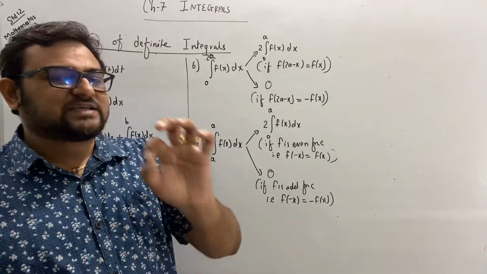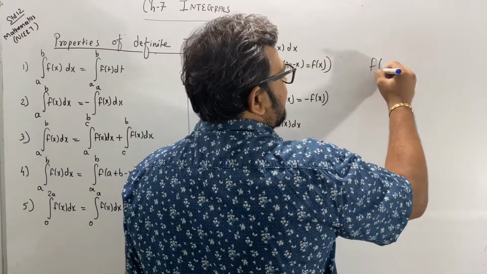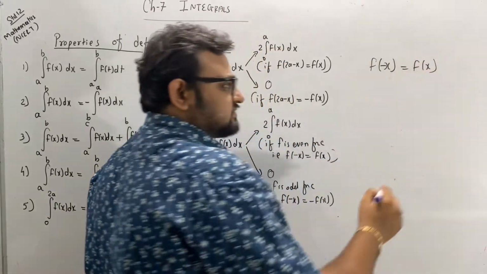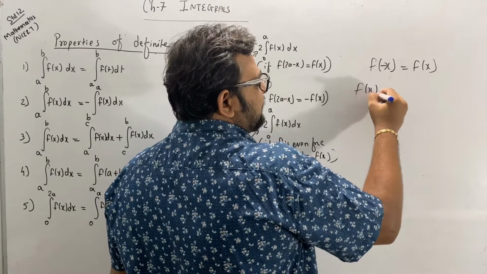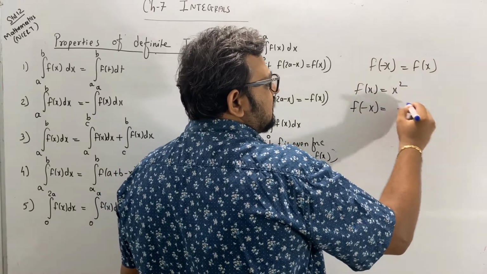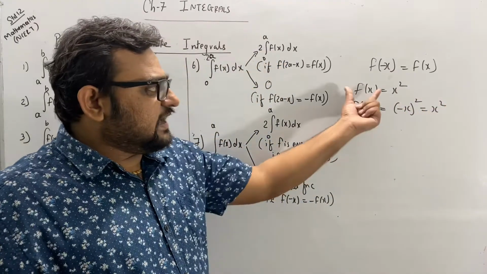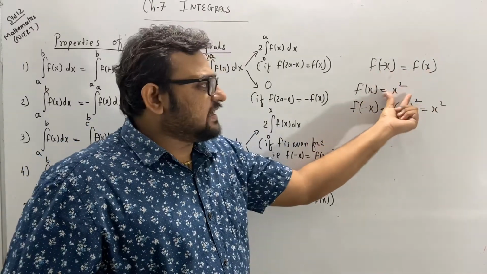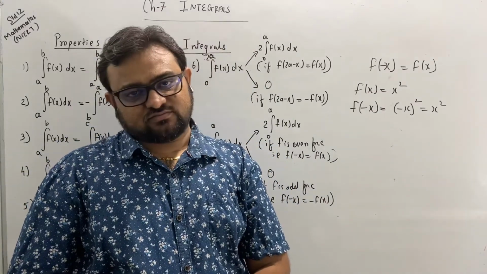So first let me explain what an even function and an odd function are. If f of minus x is equal to f of x, then that is called an even function. Example: if f of x is equal to x square, what will be f of minus x? Minus x whole square is equal to x square. It means f of x and f of minus x are both the same, so x square is called an even function.